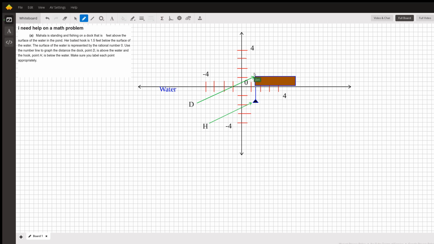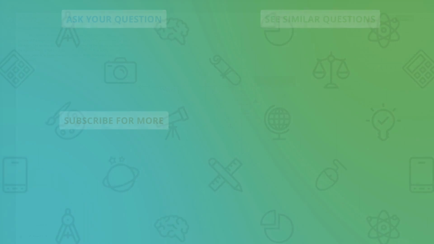So D is this point here on the dock, and then H is this point here below the water. The surface of the water here is this horizontal line.